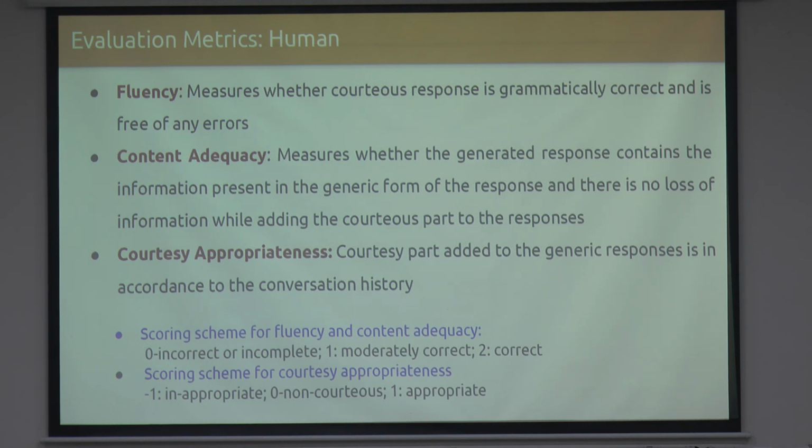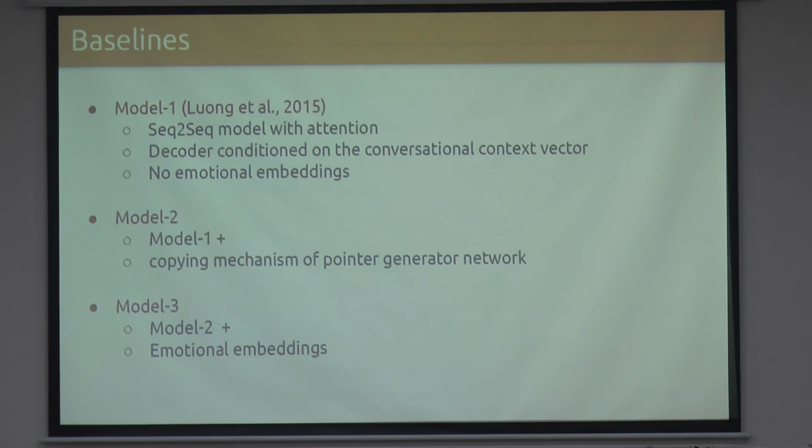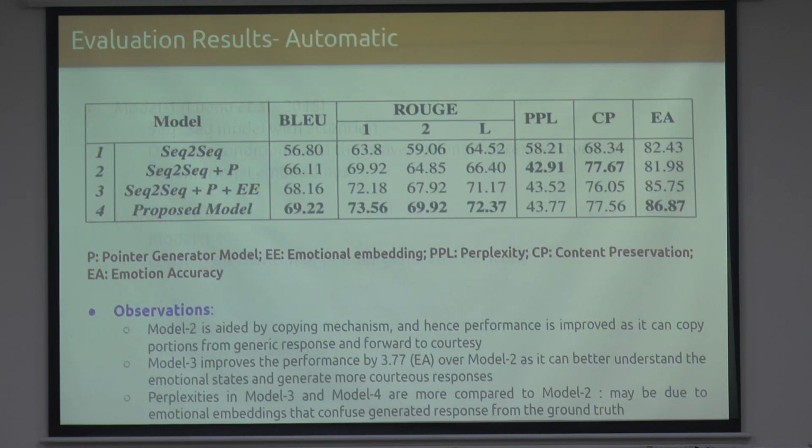Then we check the fluency by human experts, and the content adequacy, whether courtesy is properly preserved or not. This is our scoring mechanism: 0 means incorrect or incomplete, 1 is moderately correct, 3 is correct. For courtesy appropriateness, -1 is completely inappropriate, courtesy is not preserved, 0 is non-courteous, 1 is appropriate. So these kinds of evaluations we have done. We also have different models, a simple sequence-to-sequence model, and a lot of ablation studies. If you are interested, you can go through the paper for all the results.